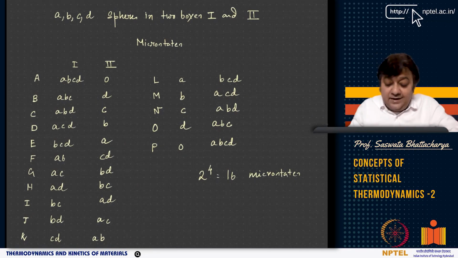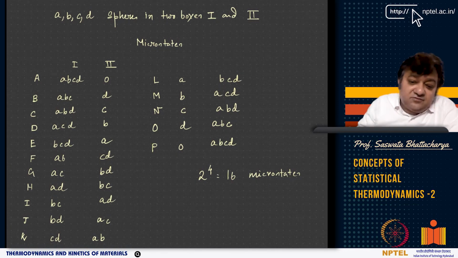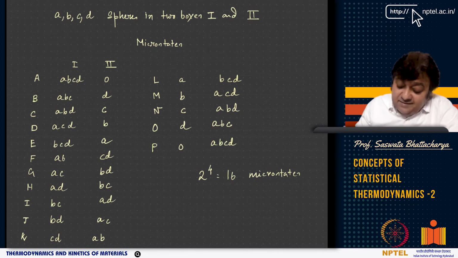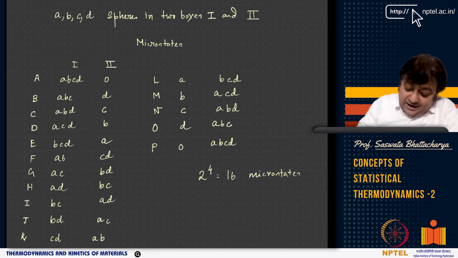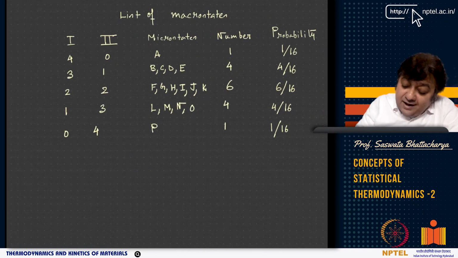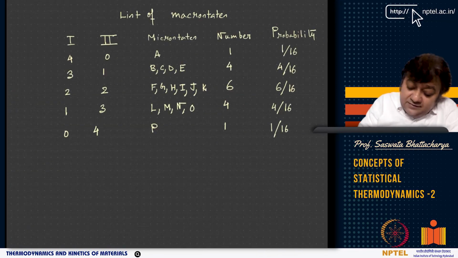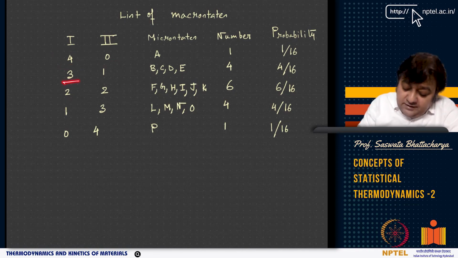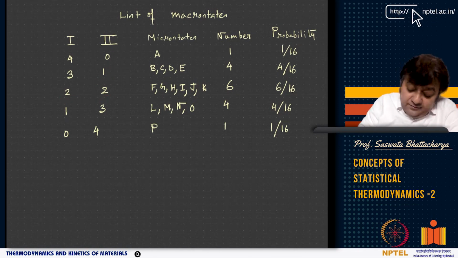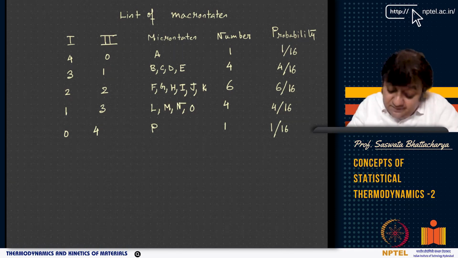Okay, so again, just to reprise all this, you have 16 microstates, and you can see that A to P are your different microstates. But if you look at the macrostates, because there are two boxes, this is, as I told previously, macrostate 1, where you have 4 particles in 1 and 0 in 2, or 3 in 1 and 1 in 2, 2 in 1 and 2 in 2. So these are the macrostates, and they have this type of configuration.